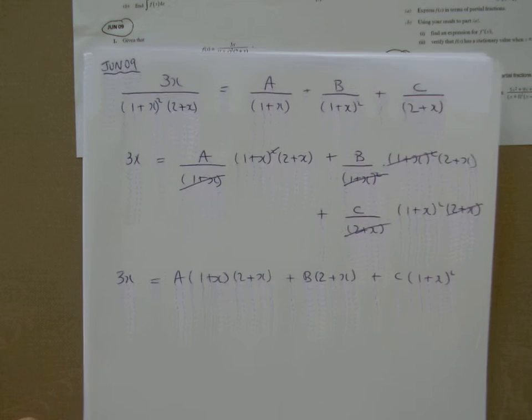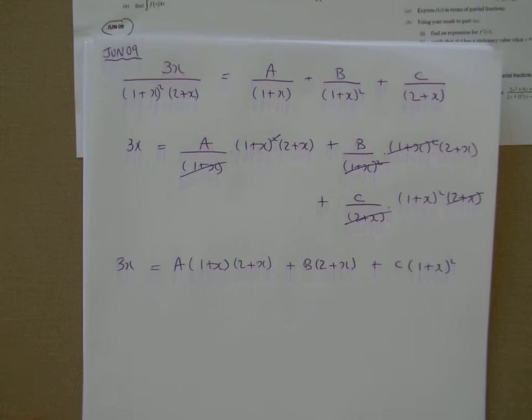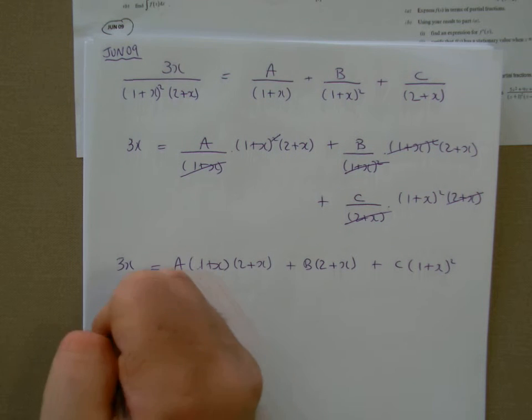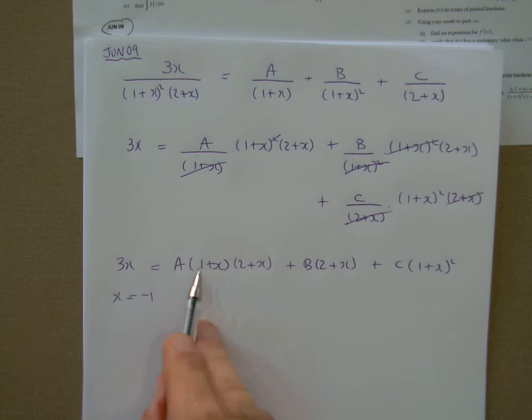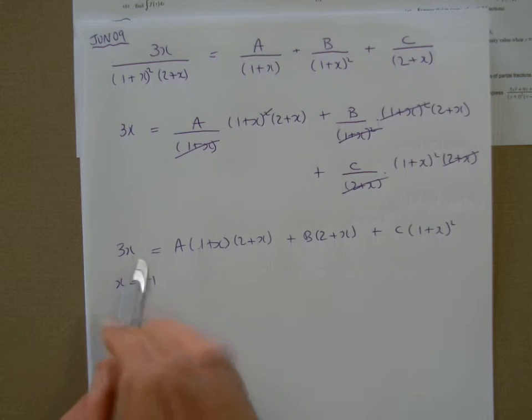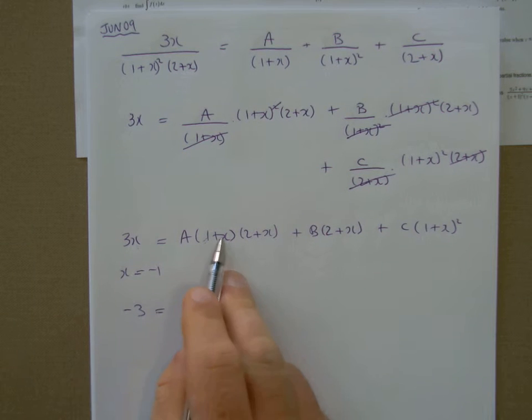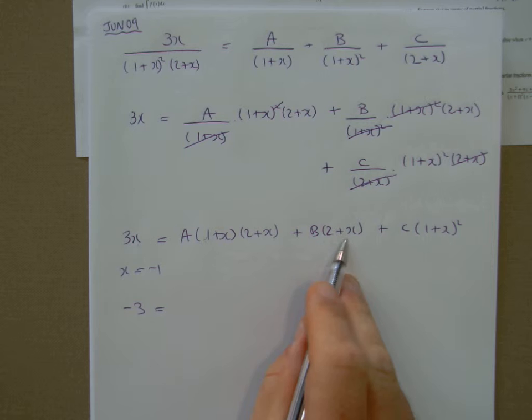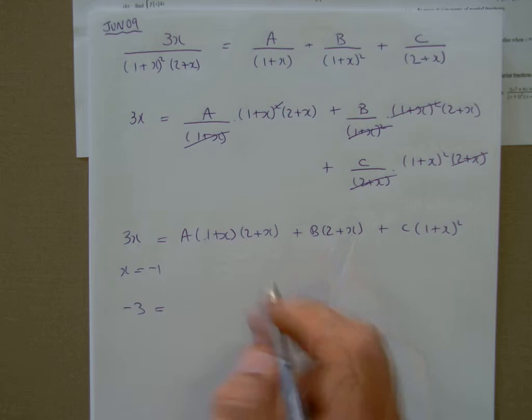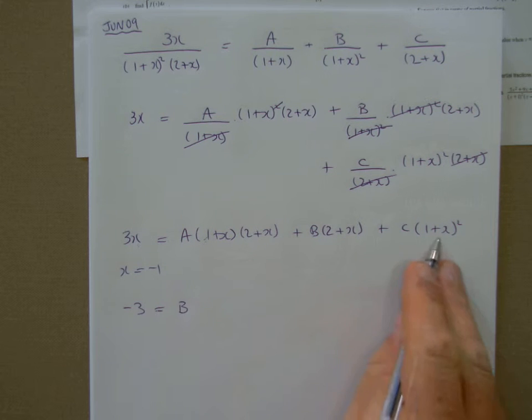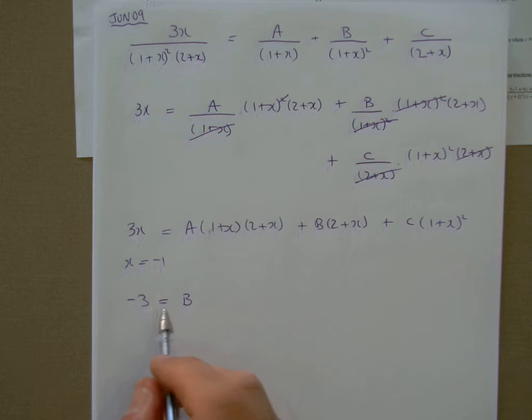So we need to set values for x to eliminate some of this. In this case, if I set x to equal minus 1, then 1 plus x becomes 0, won't it? 1 take away 1 is 0. So put minus 1 in there, so I get minus 3. It goes there. Put minus 1 in there, so 2 minus 1 is 1, so that'll be B. And then minus 1 in there, that will go. So I'm sorted straight away.